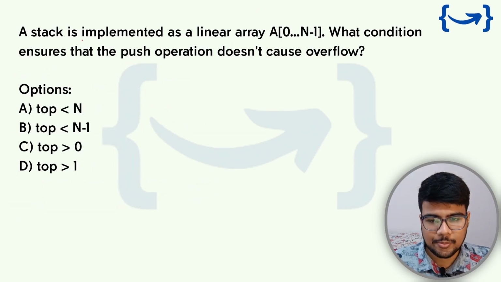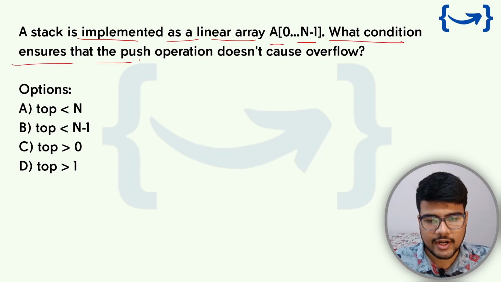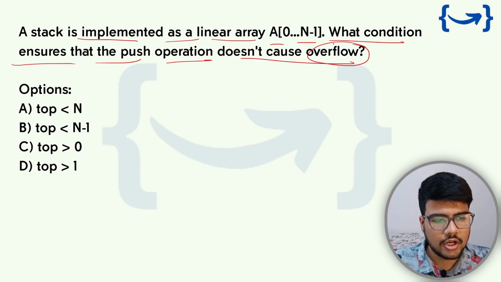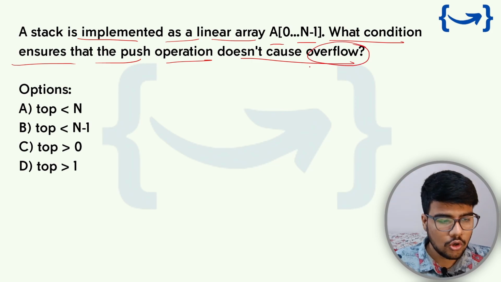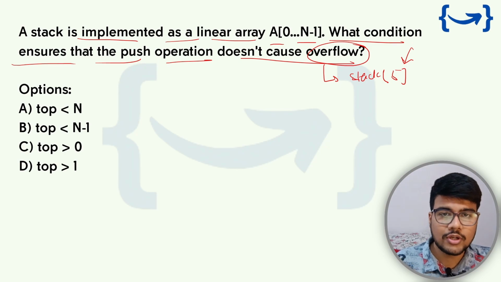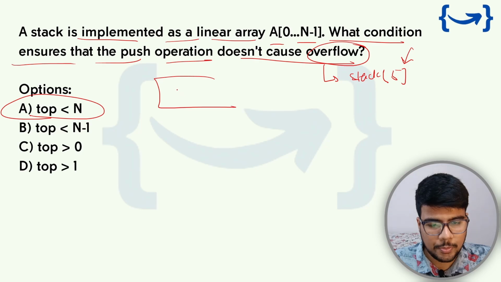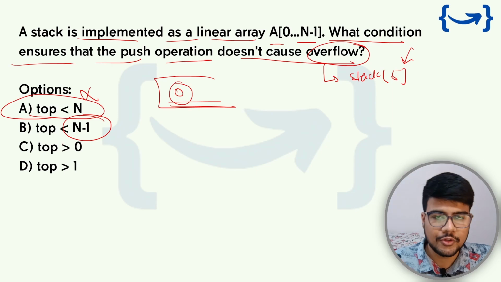Now, a stack is implemented as a linear array A[0 to n-1]. What condition ensures that the push operation doesn't cause overflow? If you wonder what overflow means: let's say your stack capacity is 5 and you want to push a 6th element into it, it will give you an overflow issue. So how can you make sure you won't reach the overflow stage? If top is less than n, it might seem fine, but because the array is 0-based indexing, it should not be n, it should be n-1, because we deal with 0-based indexing in programming languages. So I guess B would be the right option.